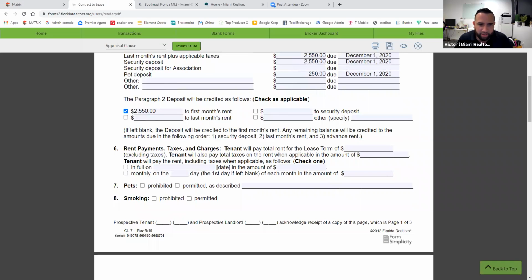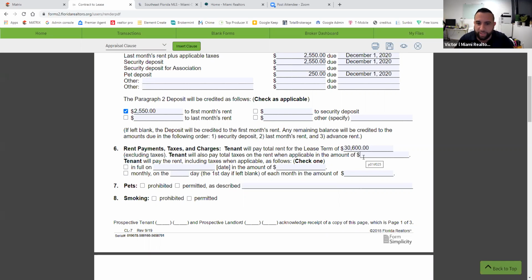Number 6, rent payments, taxes, and charges. So it asks you a couple questions here, very straightforward. It says tenant will pay total rent for the lease term of, and what you want to do is multiply the total gross amount of the lease. So you want to multiply 2,550 times 12, and that gives us 30,600. All right.